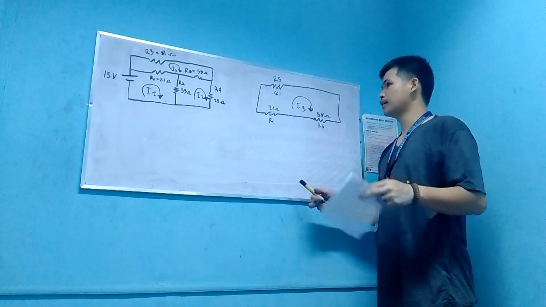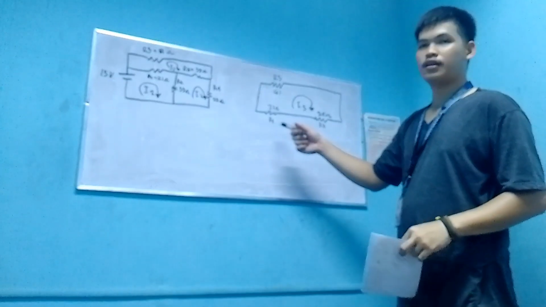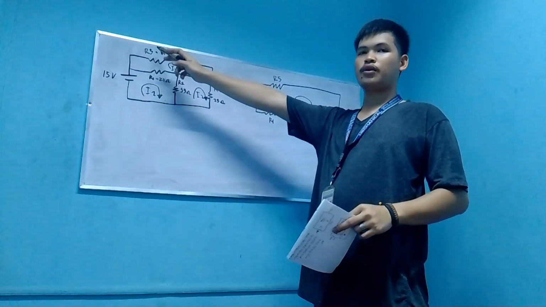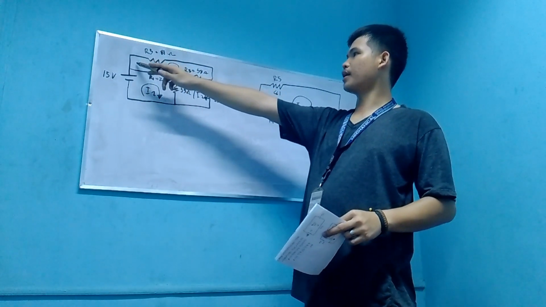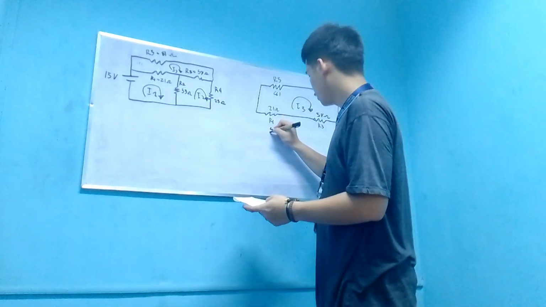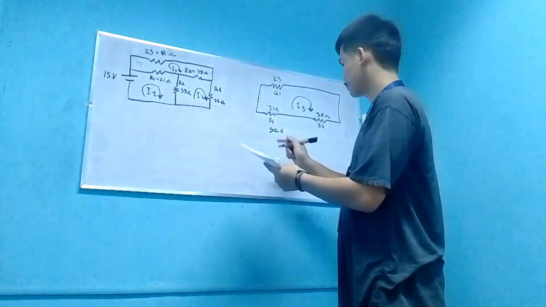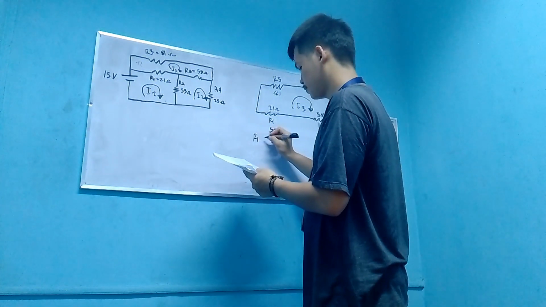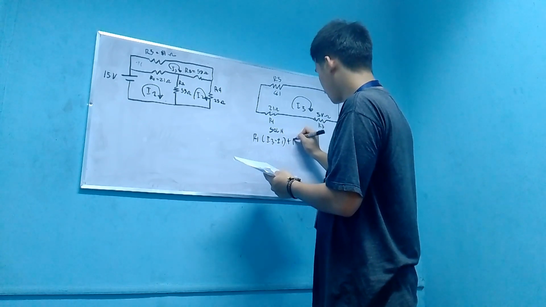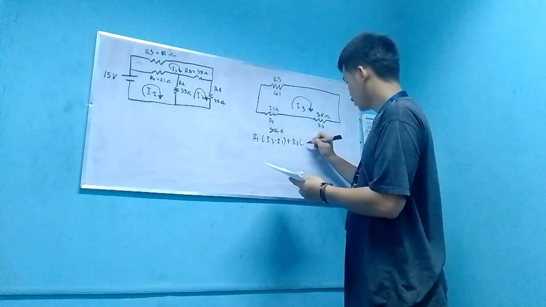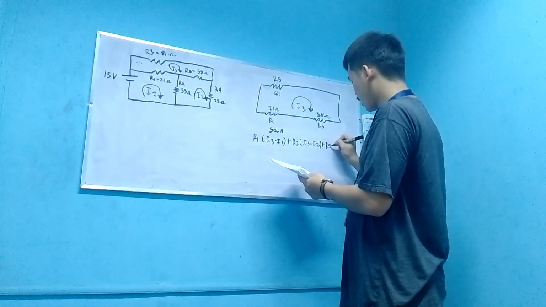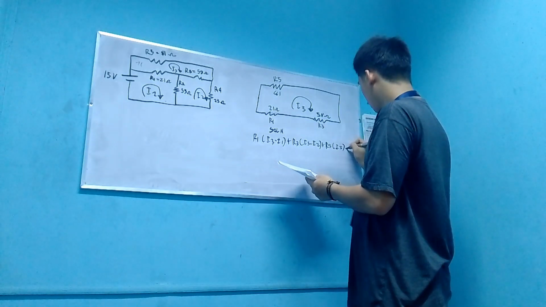Now, we're going to solve for the I3. So this is our diagram for loop 3 that we get from this diagram. So the solution for the loop 3 is R1 (I3 minus I1) plus R3 (I3 minus I2) plus R5 I3 equals 0.